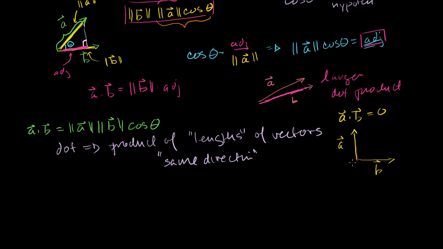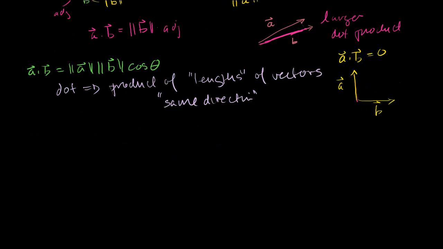It has no width. So you'd have a 0 down here, the part of A that goes in the same direction as B. No part of this vector goes in the same direction as this vector. So you're going to have this 0 adjacent side times B, so you're going to get something that's 0. So hopefully that makes a little sense.